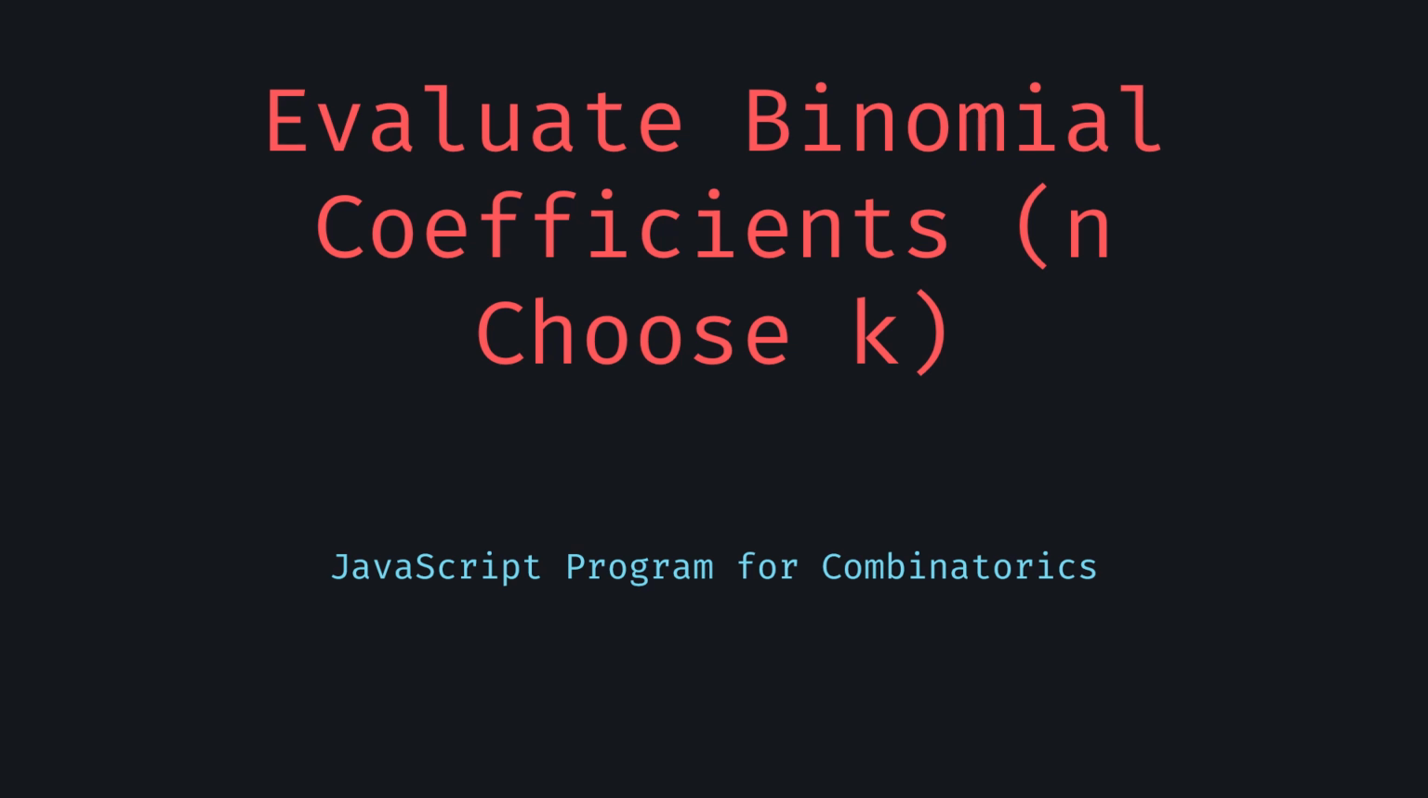Welcome. Today, we're diving into combinatorics with a simple program to compute binomial coefficients. These coefficients are essential in probability, algebra, and algorithm design. We'll build a JavaScript function that calculates C(n, k) efficiently without needing full factorials. Let's break down the logic and implement the solution.